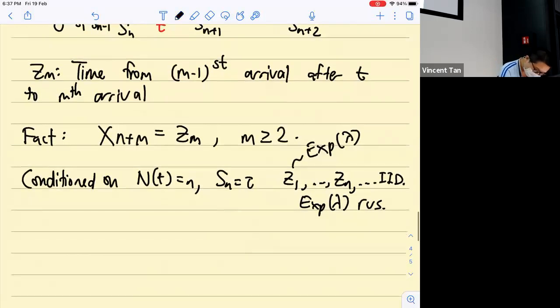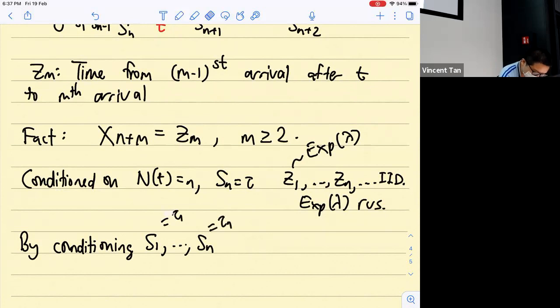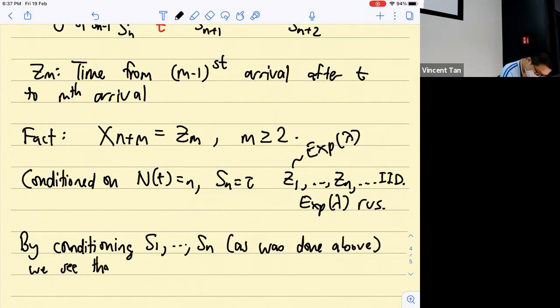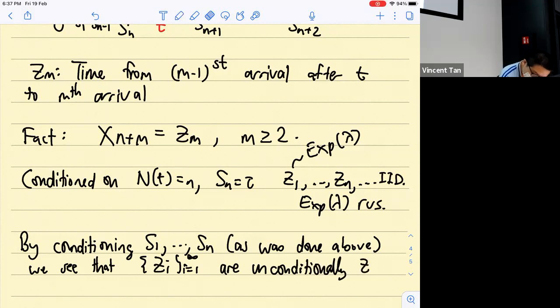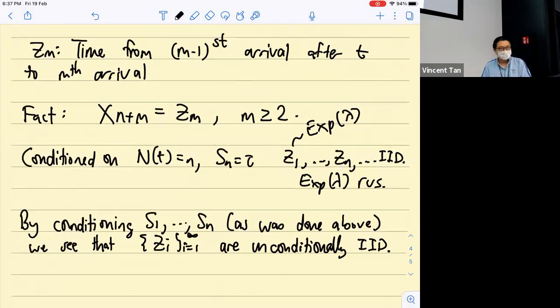So now by conditioning, as what we did just now, and I explained in great detail to Jing Yang, by conditioning on S1 to Sn, we can put tau 1 here, we can put tau n here, but we are not going to be so amateurish here. So let us remove all this. By conditioning on all these, as was done above, and I explained how to average, we see that Z_i, let me write it like this, i running from 1 to infinity, are unconditionally IID. So they are IID on their own, without conditioning on anything. They are unconditionally IID. So what does this mean?